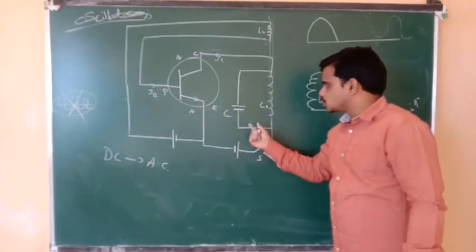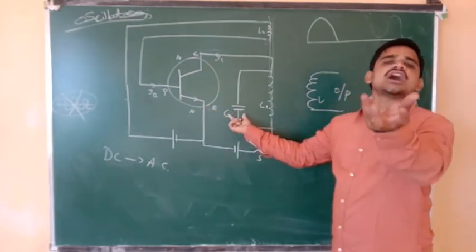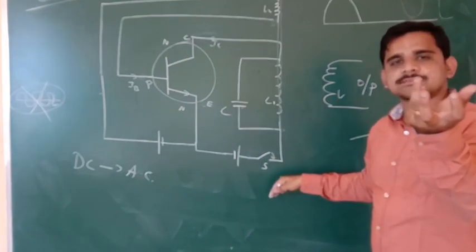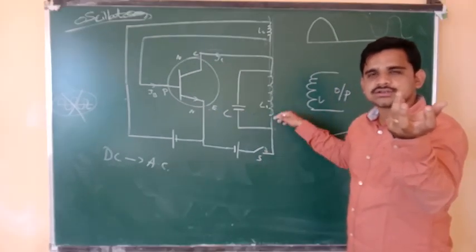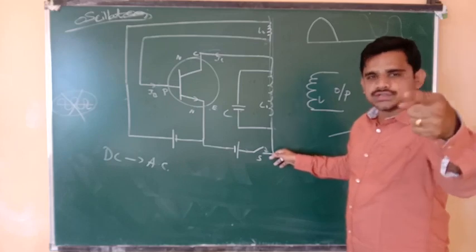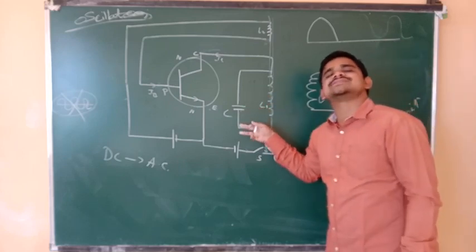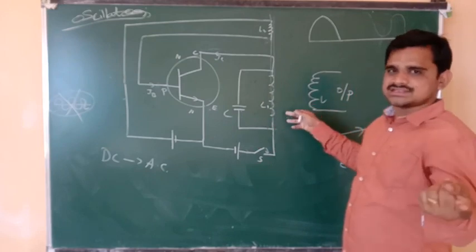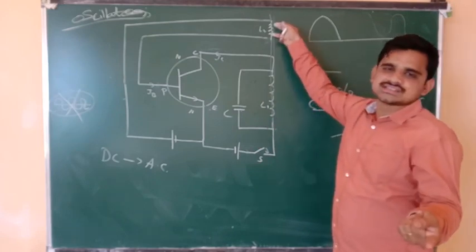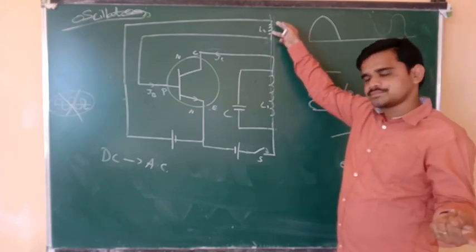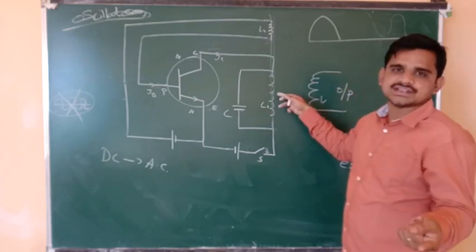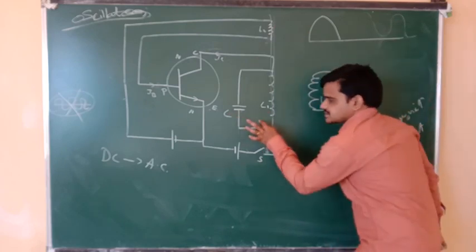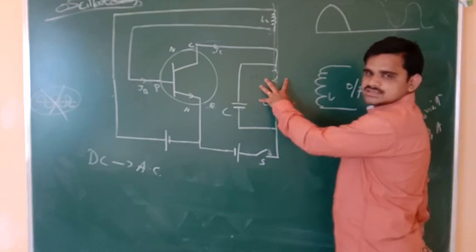During the switch close only, the capacitor also gets charged. After some time, the current in this circuit becomes constant. During that, the capacitor starts discharging. Again, there is a change in the flux. When there is a change in the flux, this energy will be transferred here. Correct? This capacitor discharges and this coil charges.